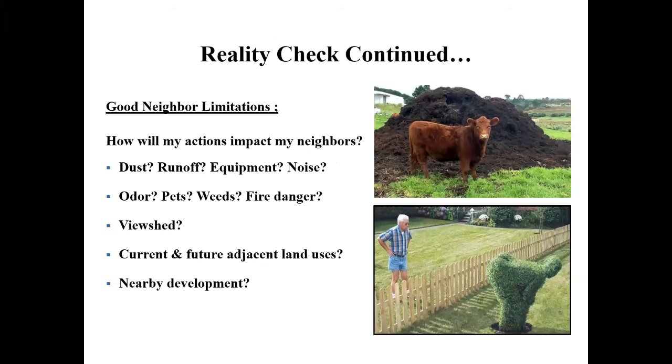Again, we want to be good neighbors. So how will your actions impact your neighbors or your neighborhood? Dust, runoff, equipment, noise, odors, pets, a view shed, current and future adjacent land uses. These are all things you want to think about when you are making your plan. Because we may have that piece of property, but it's important that we think about how our actions impact the system as a whole.